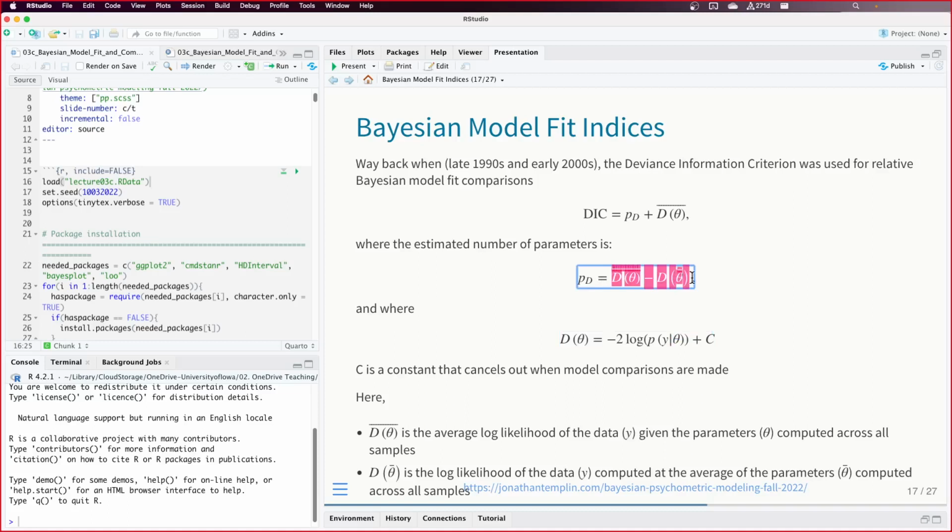But the comparison of those two quantities, the average posterior likelihood and the posterior likelihood formed at the average of the parameters, the difference of those terms gives what's called the estimated number of parameters in the model. This is trying to get a sense of how complex your model is. The more estimated parameters in your model, the more complexity there is. Does that make sense? Sort of weird, right?